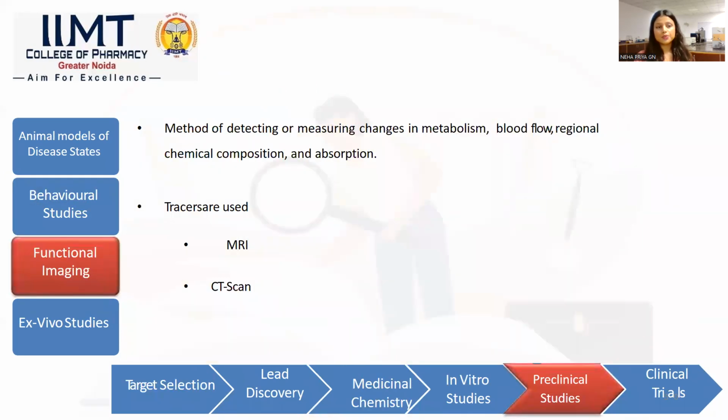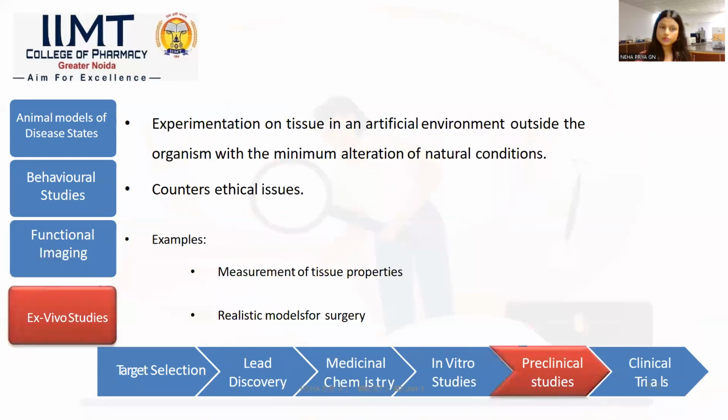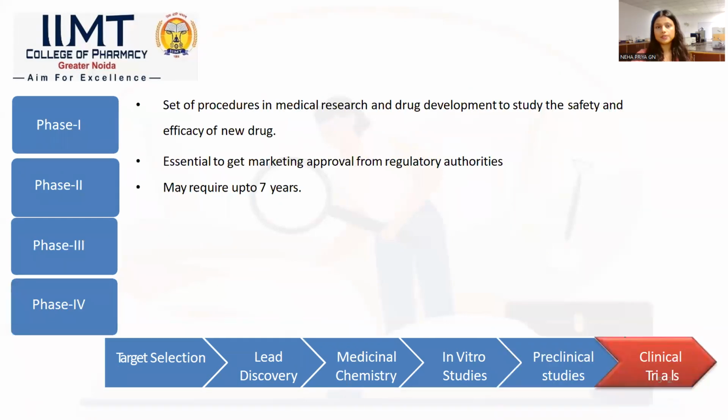Then the next one is functional imaging. We get the functional image of everything with the help of MRI and CT scan. We get to understand the drug behavior by this. Then the next one is ex vivo studies. In ex vivo studies, the external parameters, the artificial environment, in silico, we can say, is given in an outer manner, and the drug is assessed with the help of computer-aided drug development.